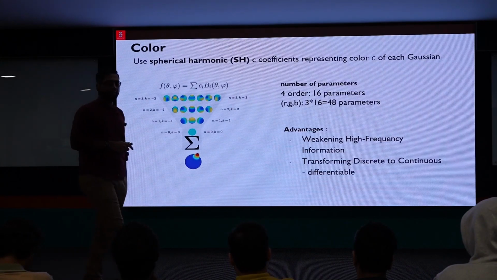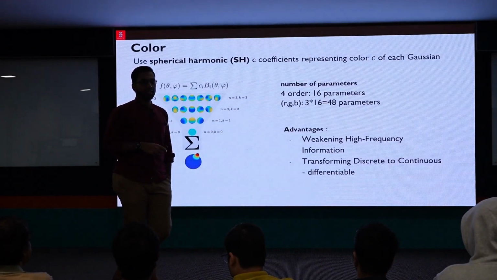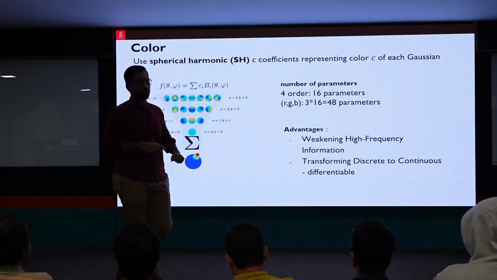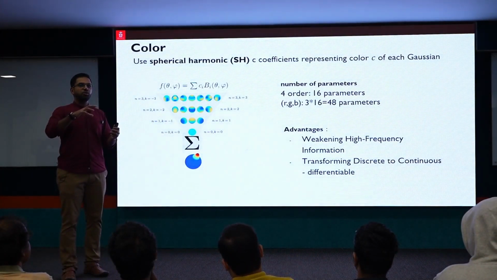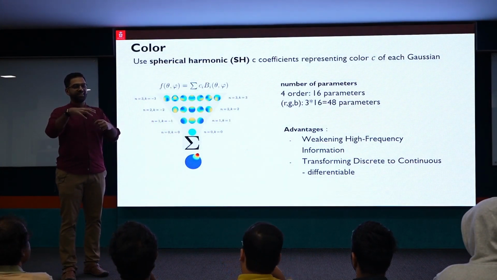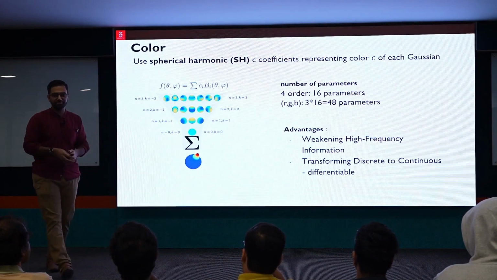For every Gaussian, you have a spherical function that is described by the spherical harmonic coefficients. Not to be confused with the Gaussian function itself, right? Yes. So this is another spherical function on top of it.